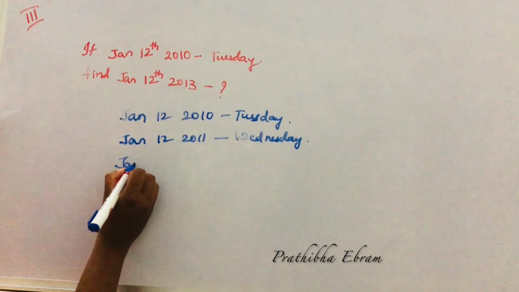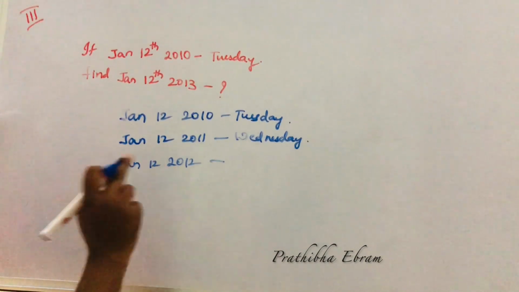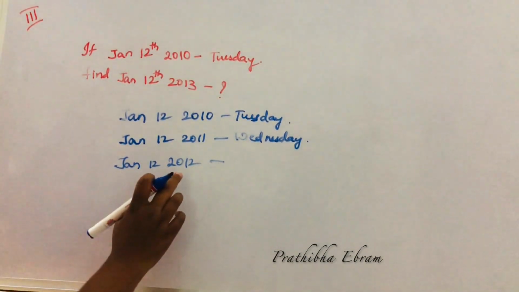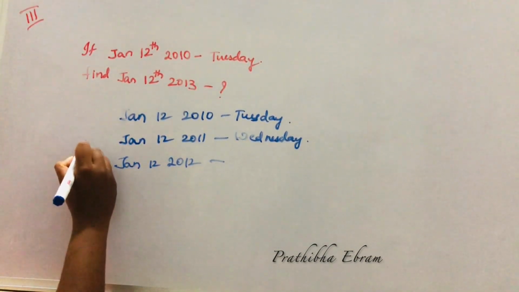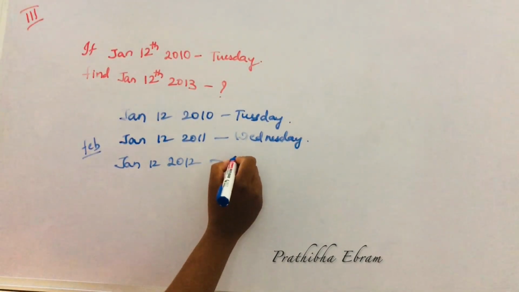Next, Jan 12th, 2012. This is a leap year, right? As this is a leap year, the extra day gets added to Feb. Okay? But we are still in January, so there would be no effect. So we can directly write Thursday.